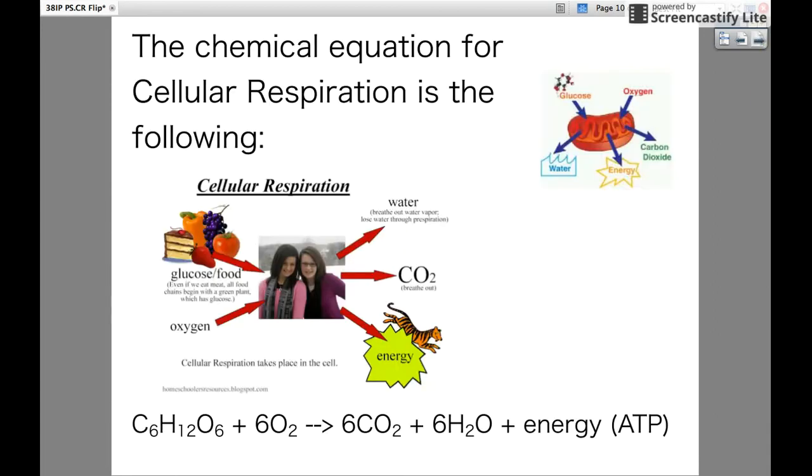And then we're going to look at the chemical equation real fast. So here we have C6H12O6, which was glucose, plus 6O2, which was oxygen, gives you 6CO2, which was carbon dioxide, plus 6H2O, which was water, plus energy in the form of ATP. Now, if you look closely, this is the exact opposite reaction that happens in photosynthesis. The only difference is our energy is coming here in the form of ATP, and in photosynthesis, it's coming in the form of sunlight.